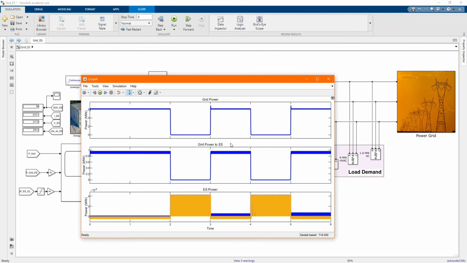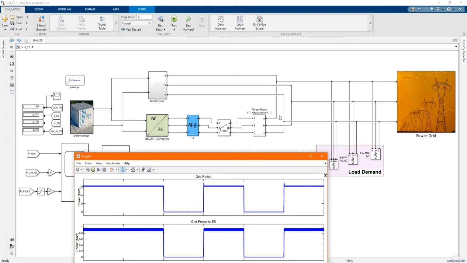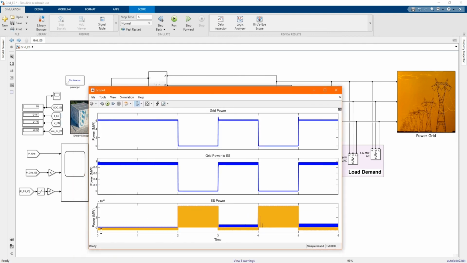Here is the power that's used to charge the energy storage system. And then the energy storage system is supplying from 2 to 3 and from 4 to 5, and it's not supplying from 5 to 6.